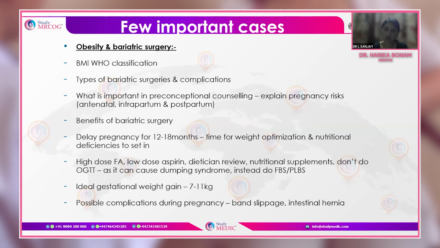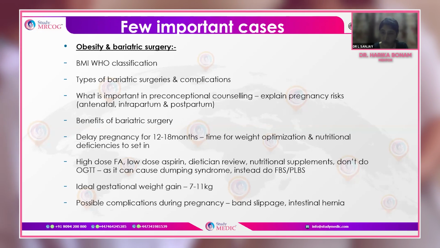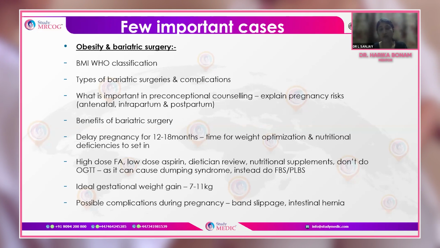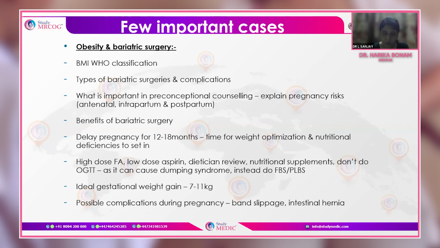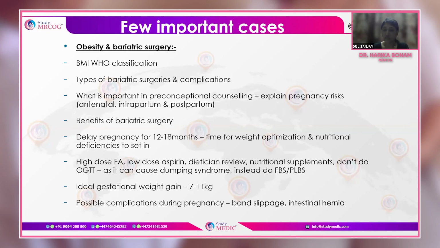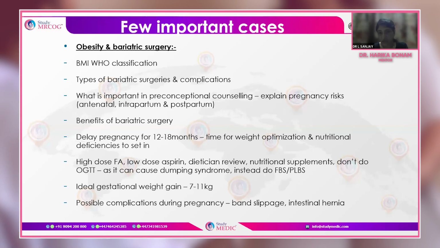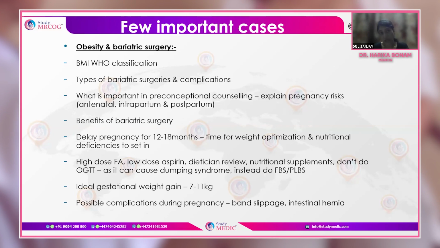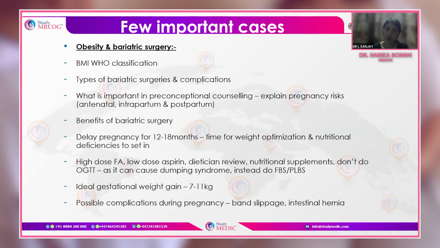Early pregnancy, you can start low dose aspirin. Involve the dietitian, proper nutritional supplementation is very important. OGTT cannot be done as it can cause dumping syndrome. Instead, offer fasting and post-lunch or postprandial blood sugar testing to diagnose GDM in pregnancy. Talk about ideal gestational weight gain, how much it should be there, and involve the dietitian, they'll take care. And explain about the possible complications that can happen and the chance of band slippage and intestinal hernia which can happen in the pregnancy in a woman with bariatric surgery.